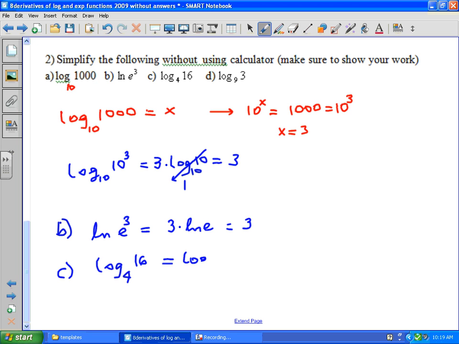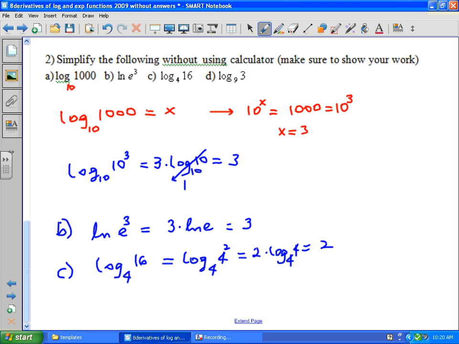I can rewrite that as log base 4 of 16. 16 is the same as 4 squared, right? So the answer will be 2, because this is 2 times, bring the power down, 2 times log base 4 of 4. So that's 2 times 1, or 2.